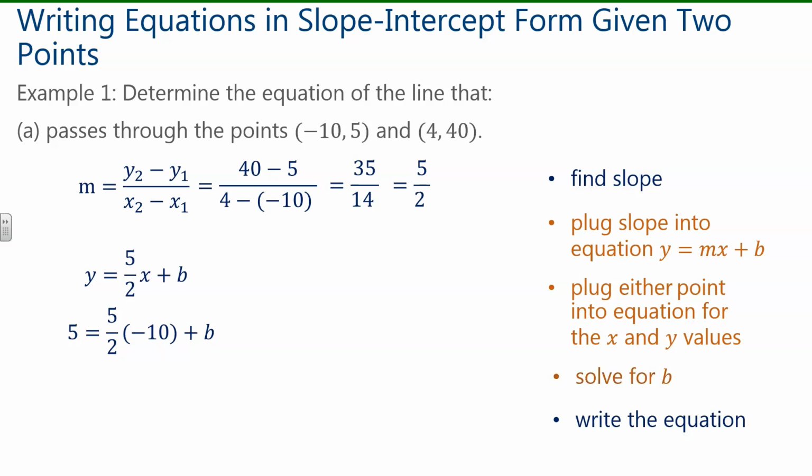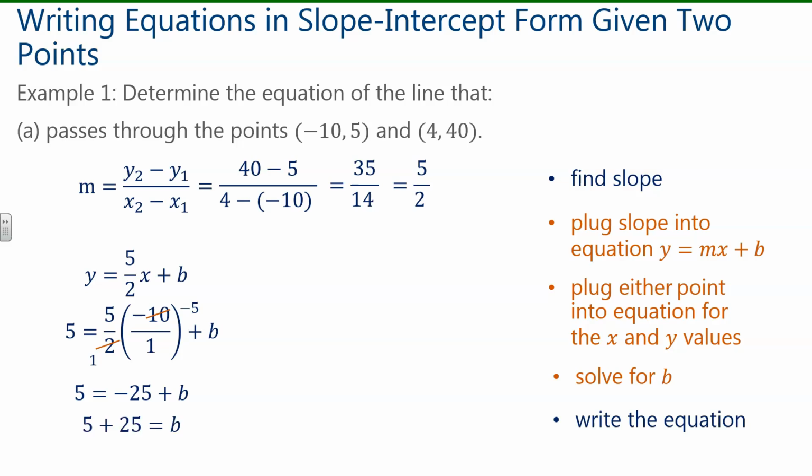So now we got to work on solving for b. So you can write negative 10 as a fraction if you like, and then reduce the 2 and negative 10 to give you 1 in the denominator and negative 5 in the numerator. So multiplying 5 times negative 5 and then dividing that by 1 times 1 gives you negative 25. So now to solve for b, I'll bring that negative 25 over to the left, and when I add that with the 5, I get b to be 30. So now I can just put my slope and y-intercept together and write my equation to be y equals 5 over 2x plus 30.